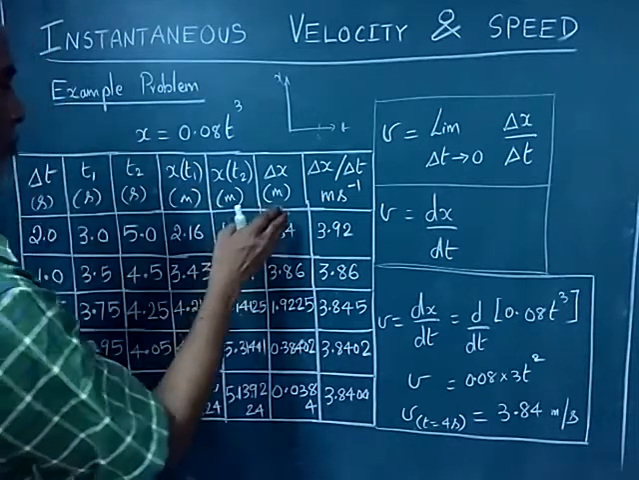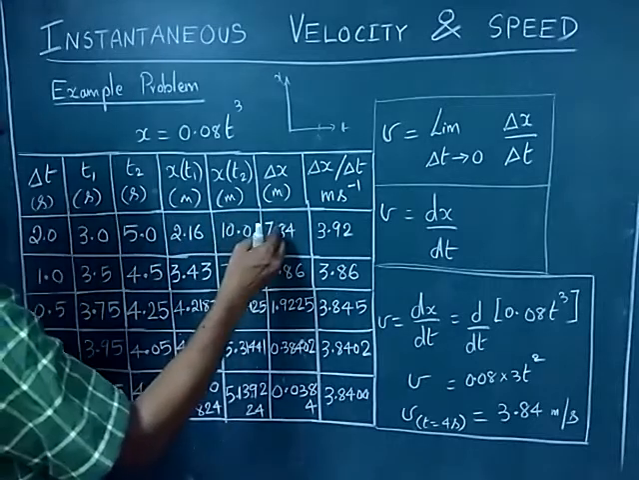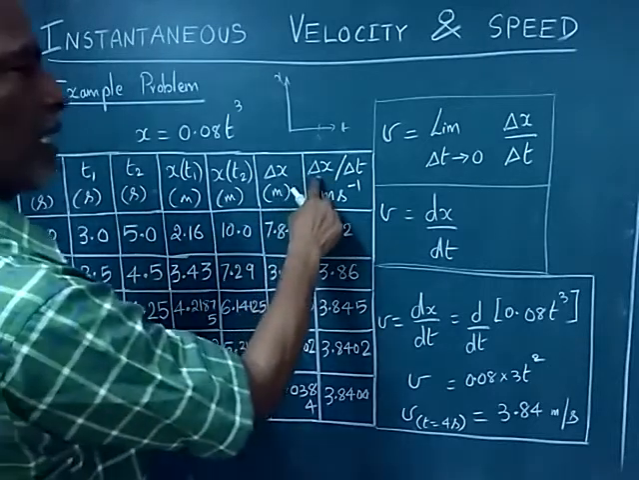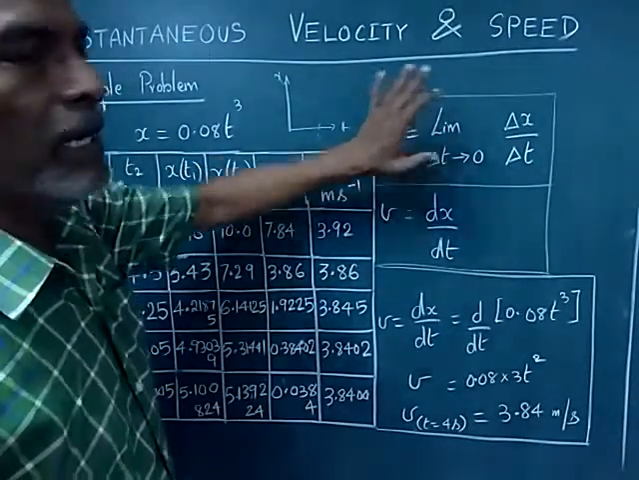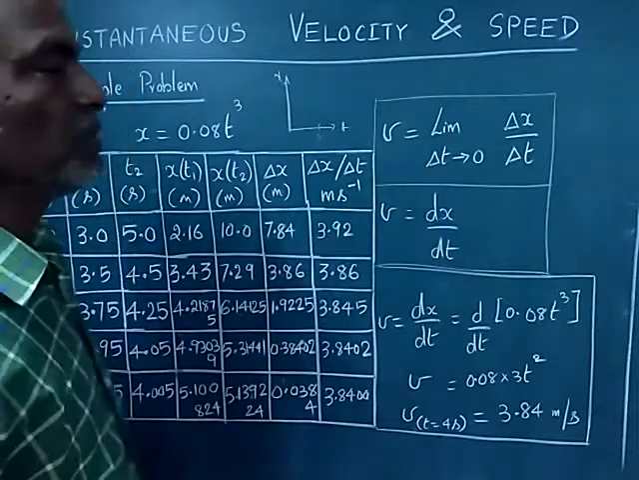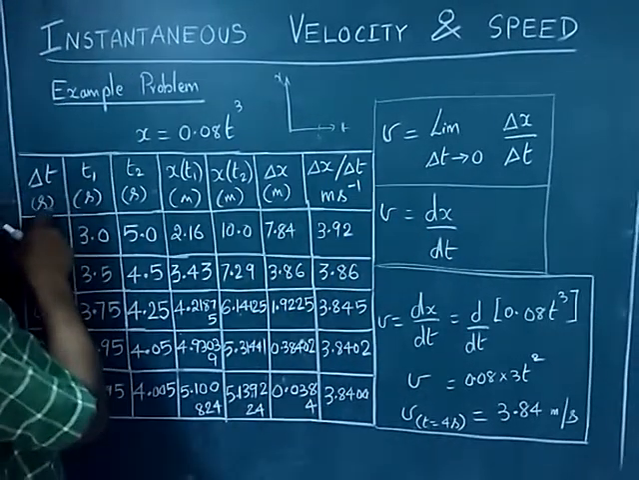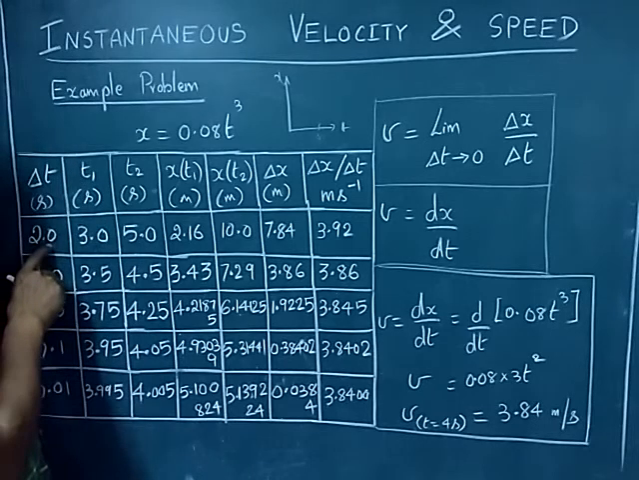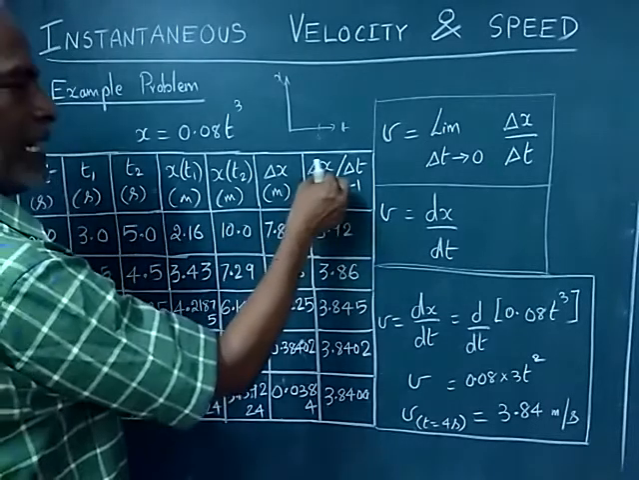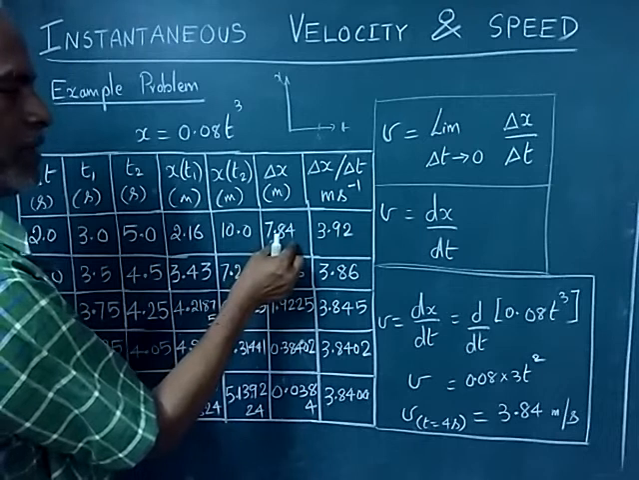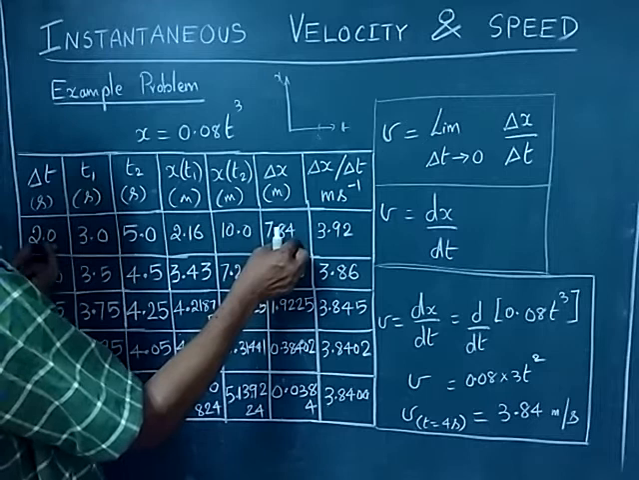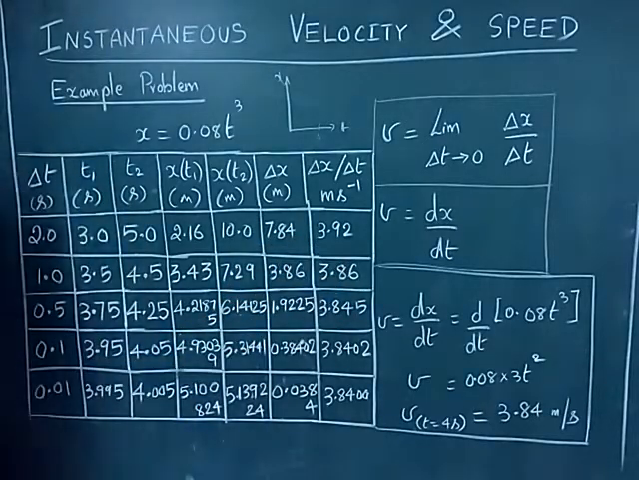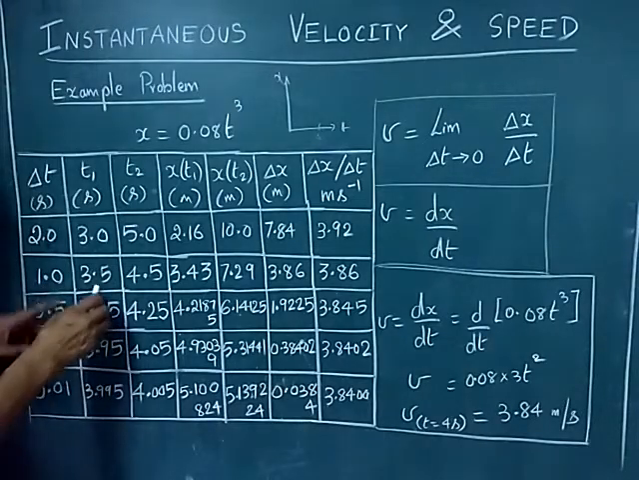Now you know how to fill this first row. Finally, del x by del t is the velocity, but we are applying the limit where del t tends to 0. Here del t is 2, which is not very close to 0. So del x by del t is 7.84 divided by 2, which gives you 3.92. Now we go for the next value, 3.5.